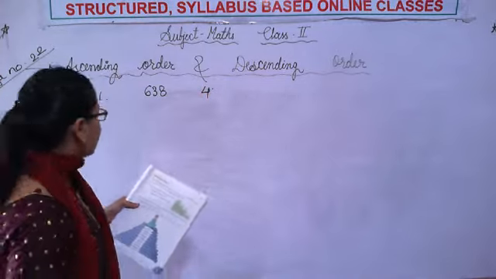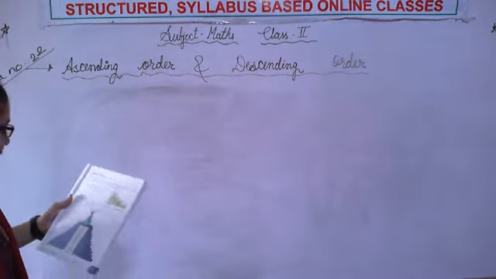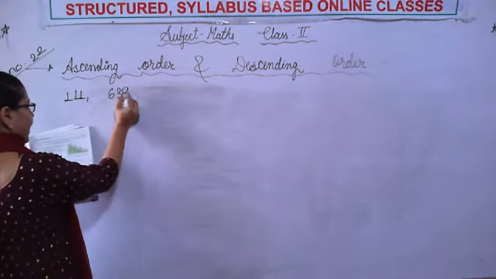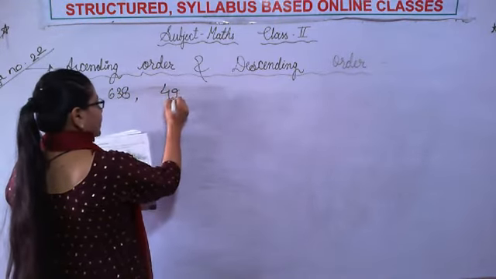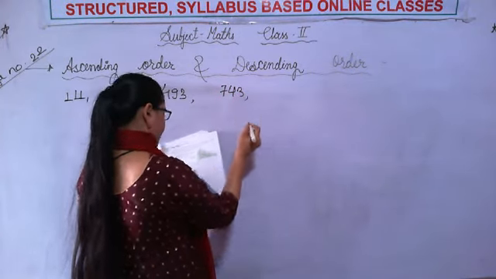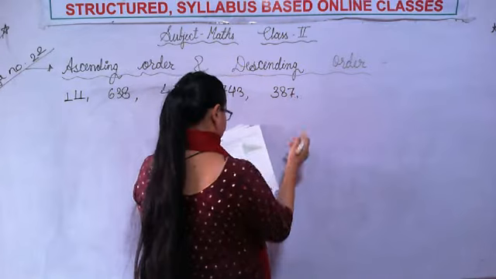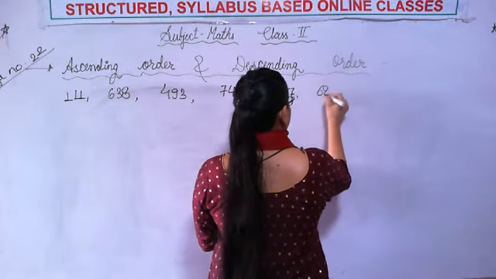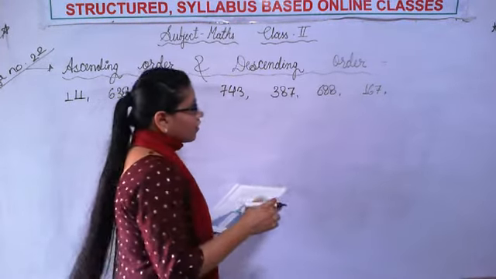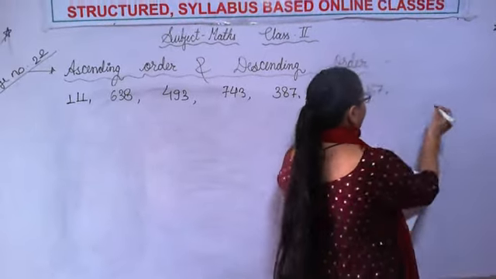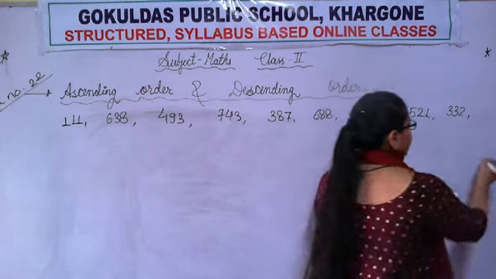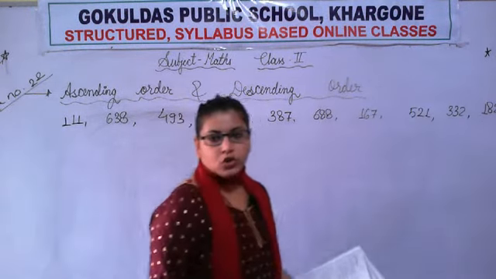Now, once again, we'll write these numbers. 111, 638, 493, 743, 387, 688, 167. Now I'm going to write, I am having space. 521, 332, and the last one is 182. So these numbers are given.